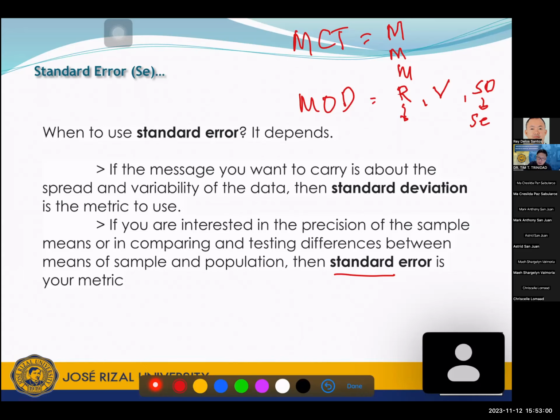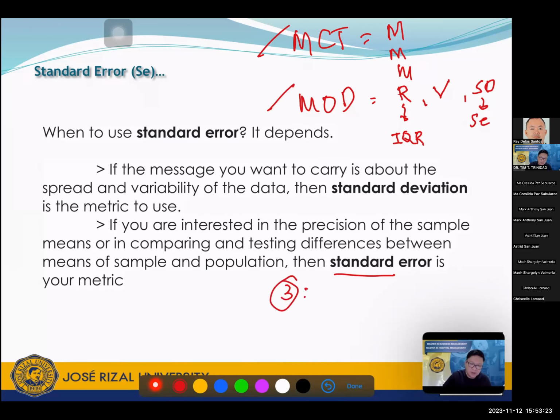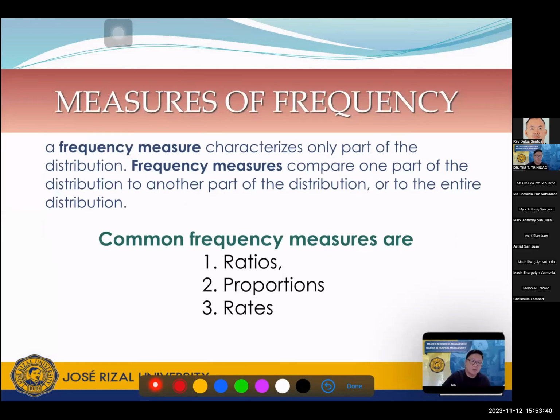Because the range is very crude. We only see the ends. We don't see the picture in between. So we rather use the interquartile range if possible. Okay. So we're done with the first description, the second description, the third description. What is the third description that we need to know? Frequency distribution. So this will be all about your rates, ratios, and proportion. So let's proceed.